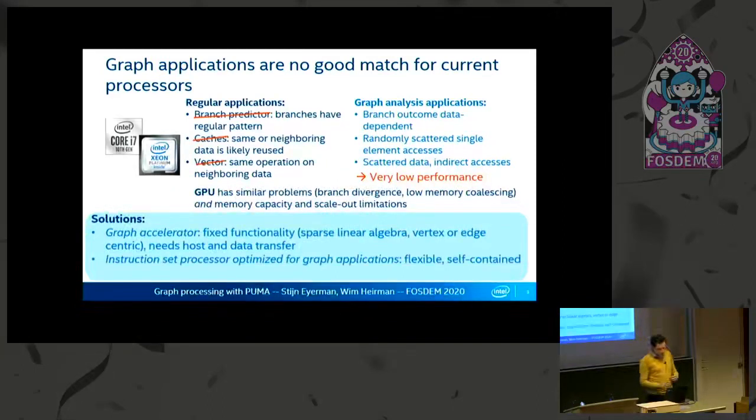between both. Another solution is to have a general instruction set processor, like the normal CPUs, but optimized for graph applications, which is then more flexible because you have an instruction set, so you can implement other algorithms too. It's self-contained, you don't need a host per se, and that's actually what our approach was in PUMA.